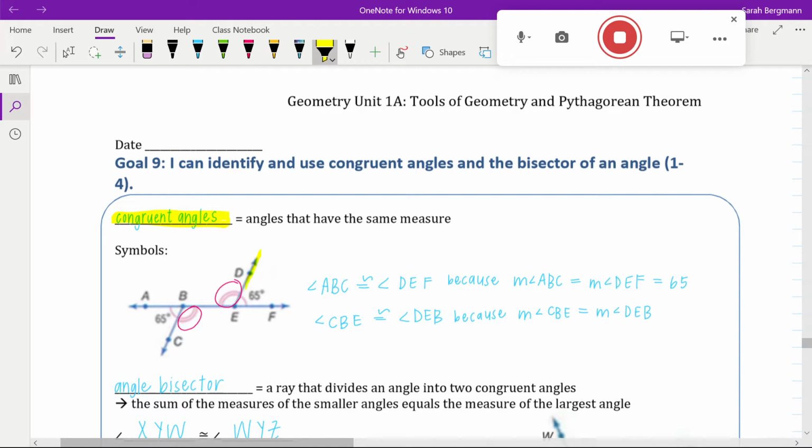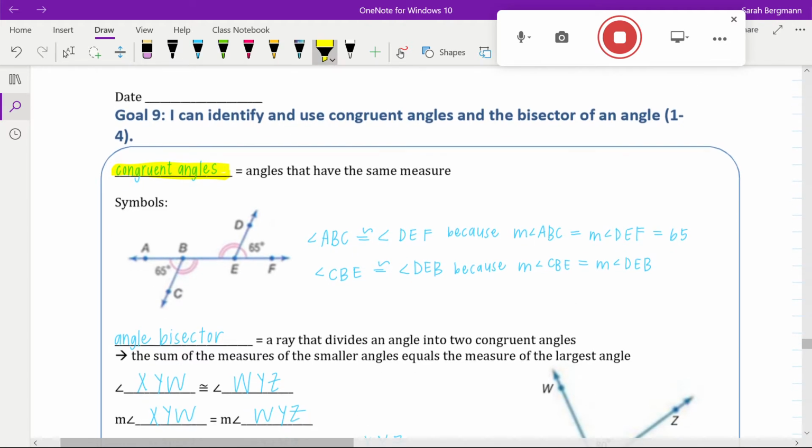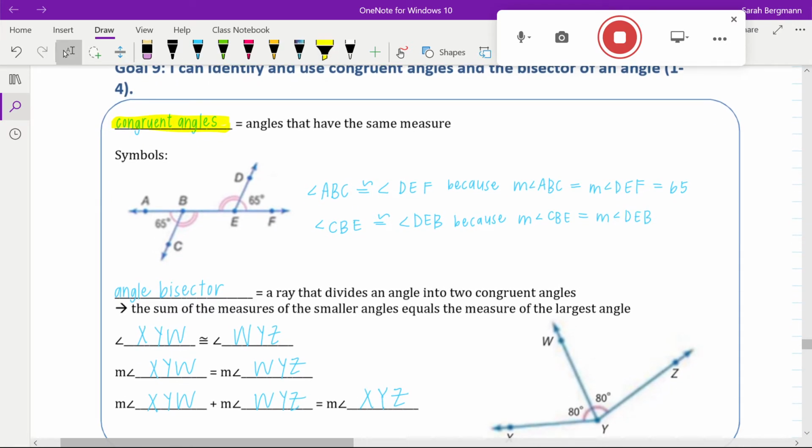What that means is that this angle DEA, or DEB you could call it, is the same as angle CBE, or you could call it CBF, because they both have those two arcs to show that they are congruent. So that means that they must have the same measure.